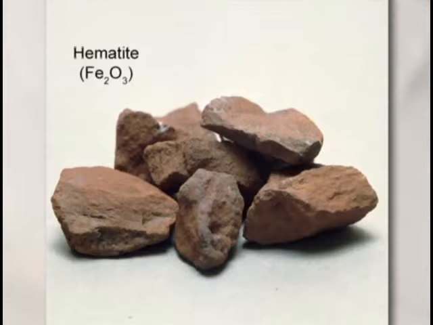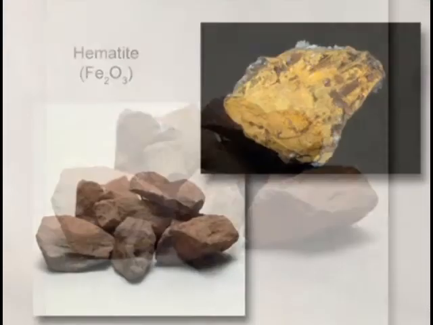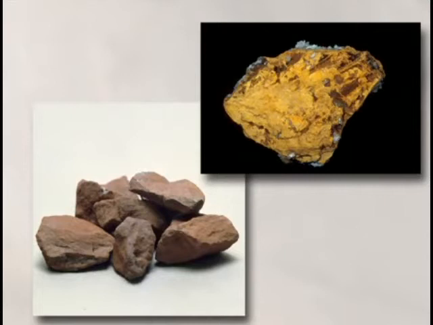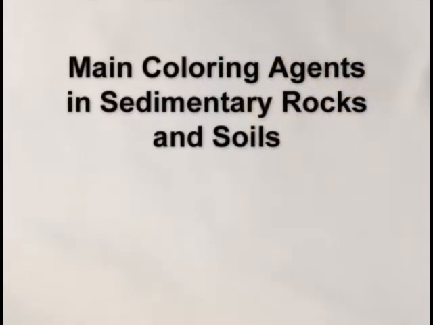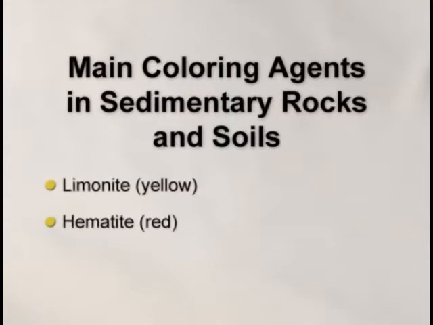Now, the important thing of these two, and the reason why I bring them up, is because those two materials, limonite and hematite, along with organic material, which gives a black color, are the three main coloring agents in sedimentary rocks and in soils. And think about it, if you were to mix yellow limonite, red hematite, and black organic matter together in various combinations, you can get just about any color you want. Some chestnut browns, red, you name it. So there's the big coloring agents.